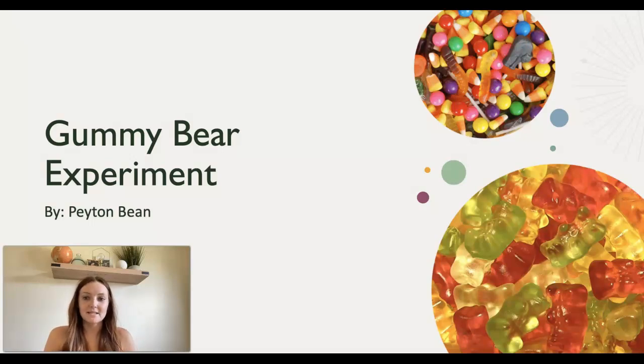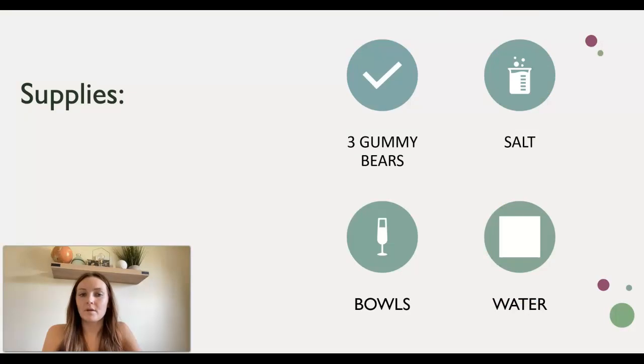My name is Peyton Bean and today we are going to go through two different experiments using gummy bears and some other supplies. So for the first slide we have supplies, which are 3 gummy bears, 1 regular, and then 2 in different mixtures. And then we need salt, bowls, and tap water.